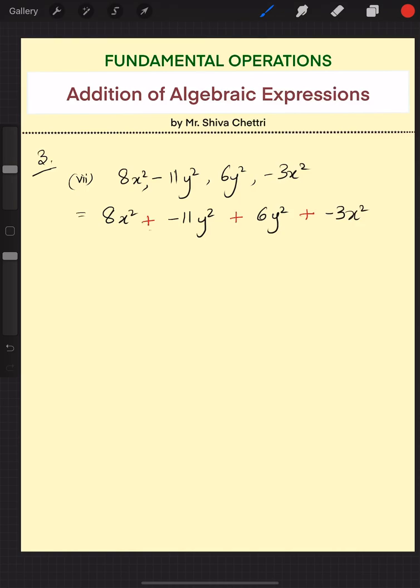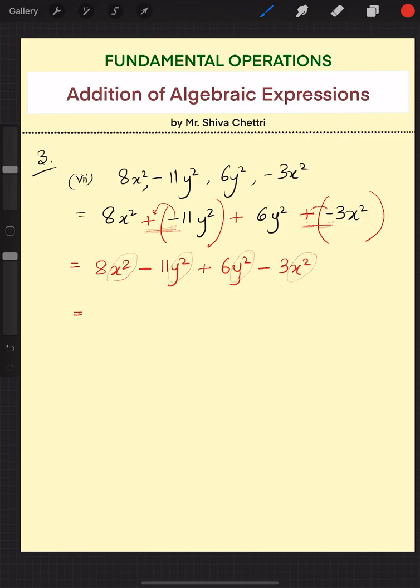So now here you see minus and plus together. I'll put the bracket. Even here it is minus and plus, so I'll put the brackets. Okay. So now 8x square, minus and plus, if you multiply you will get minus 11y square, plus 6y square, minus and plus again you'll get minus 3x square. So you need to arrange now, because it is x square, it is y square, and x square. Keep x square in one corner and y square in another corner.